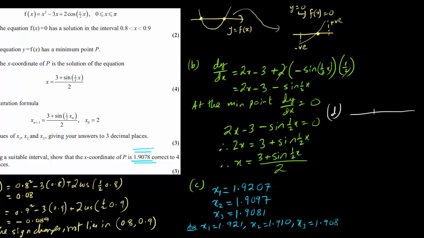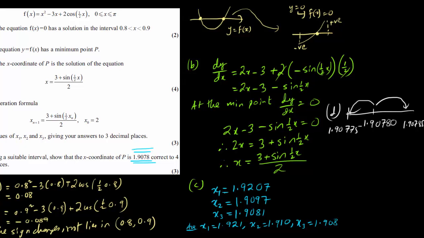So you take what value they gave. They gave 1.9078. Then you put a 0 at the end. And you make the interval by adding and subtracting 5. So if you subtract 5, 80 becomes 75. So 1.90775, and this becomes 1.90785. So this is what happens.